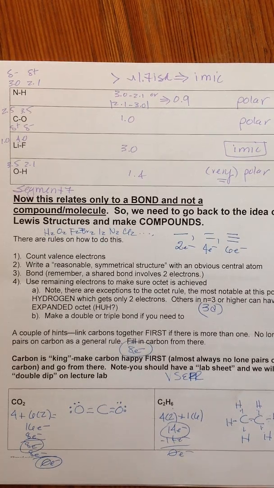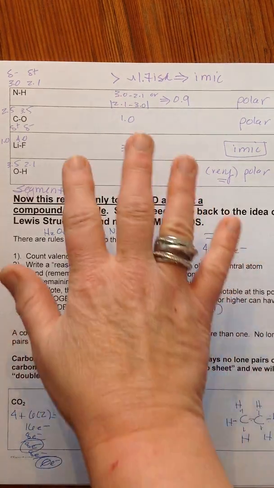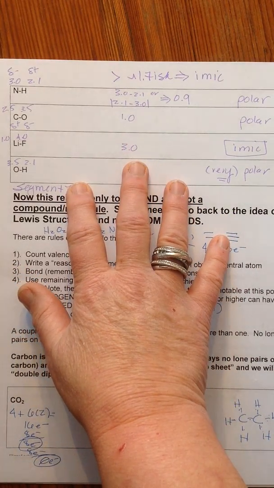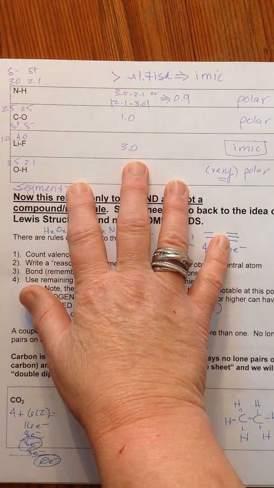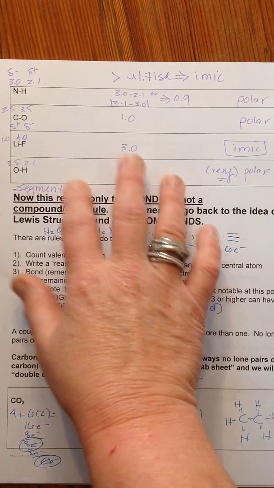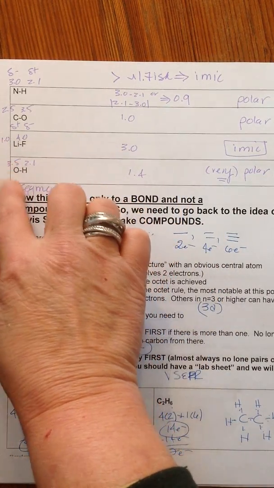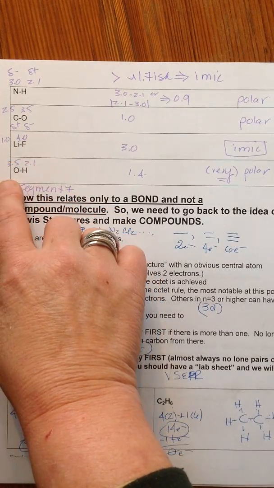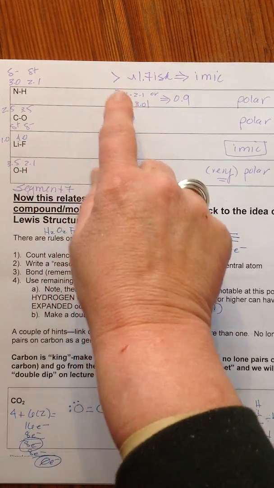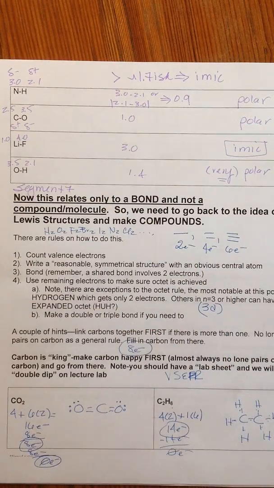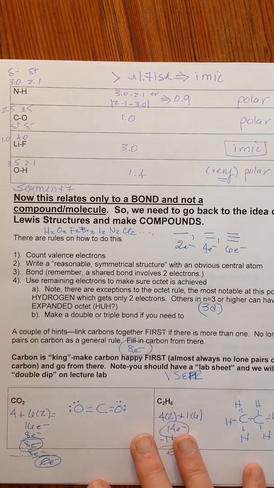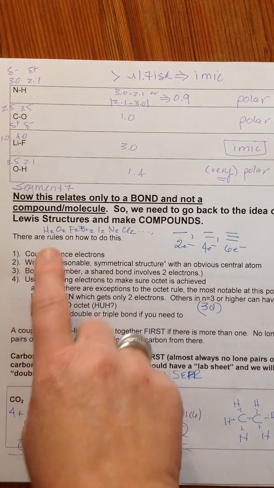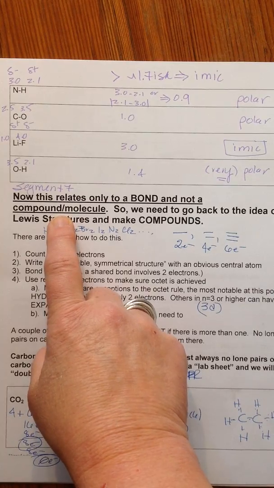In the last segment, we looked at how to determine whether a bond was polar or not. We used an electronegativity chart and took the difference, which means you subtract. Remember, it can be this number minus this number or this number minus this number. You take the absolute value. All differences are 0 or higher. From there, you determine whether the bond was polar or not. But that doesn't necessarily mean that the molecule itself is polar.